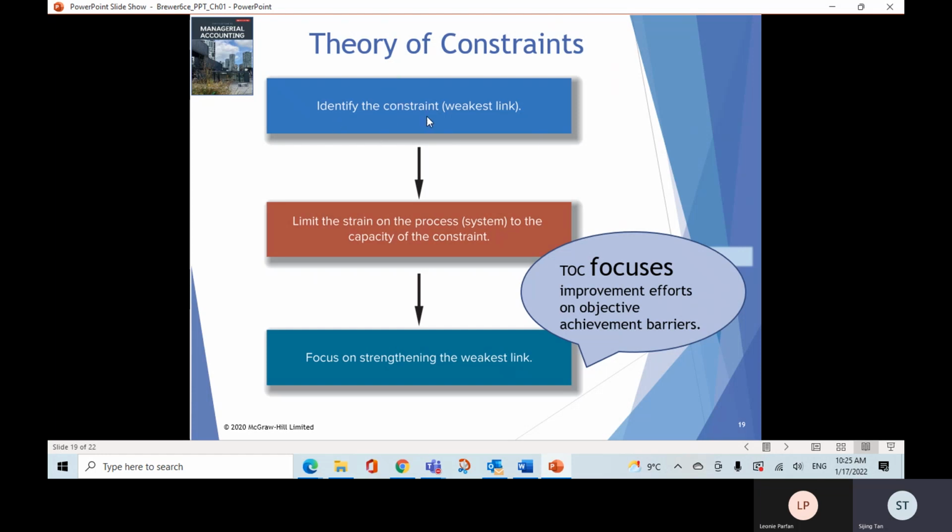We say identify the constraint, limit the strain on the process to the capacity of the constraint, and then focus on strengthening the weakest link. TOC focuses improvement efforts on objective achievement barriers.